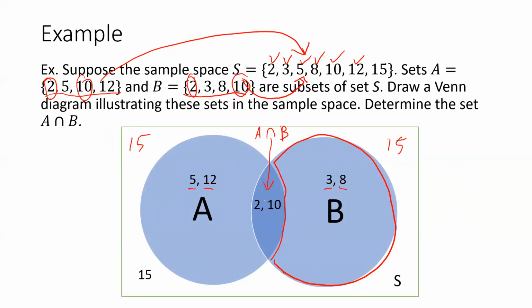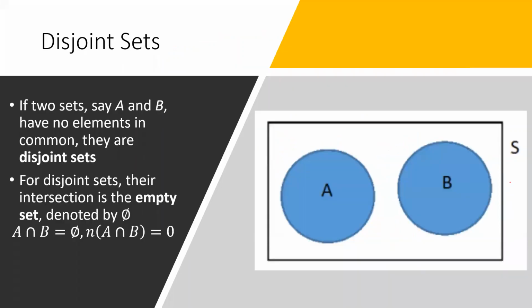So that's an example of how we draw a Venn diagram. To answer this question, it asks us for the set A intersection B. So what are the elements that are in A and in B? Well, there's only 2 of them there, 2 and 10, and we are done.